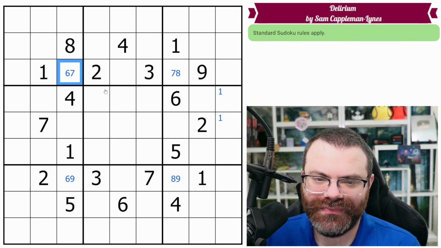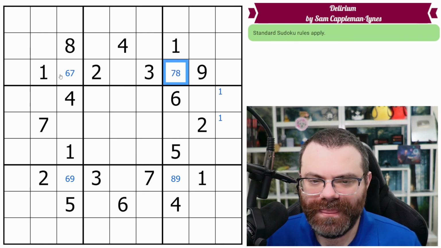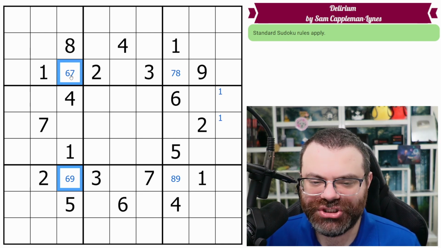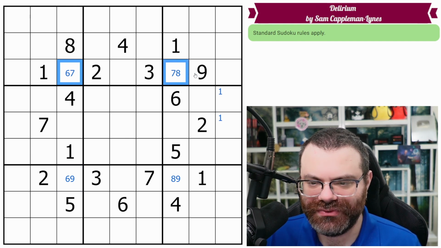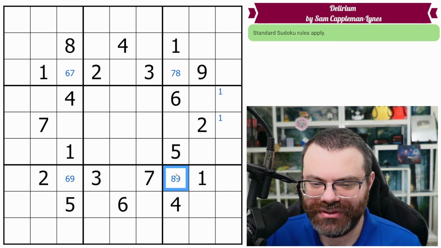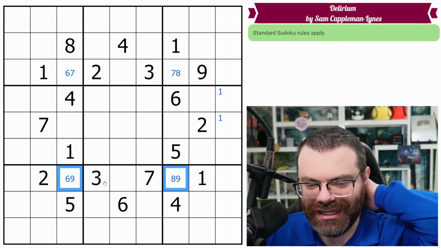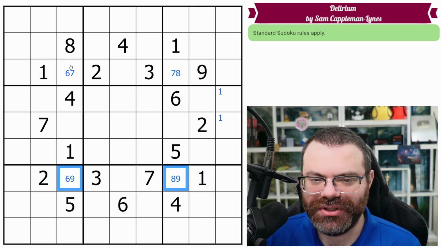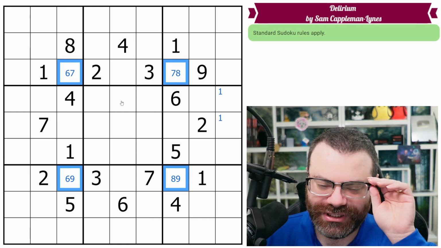So basically, one of this shared 6, one of them is going to be true. This shared 7, one of those is going to be true. This shared 8, one of those is going to be true, and this shared 9, one of those is going to be true. That's only true because of the ring that's formed here, right?